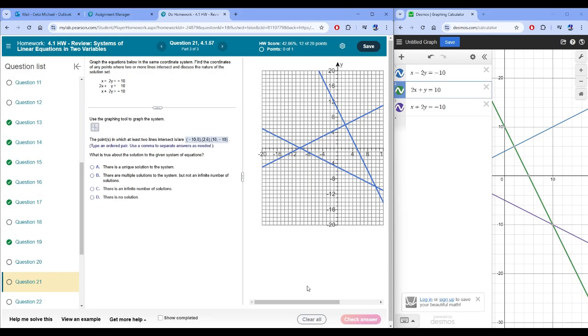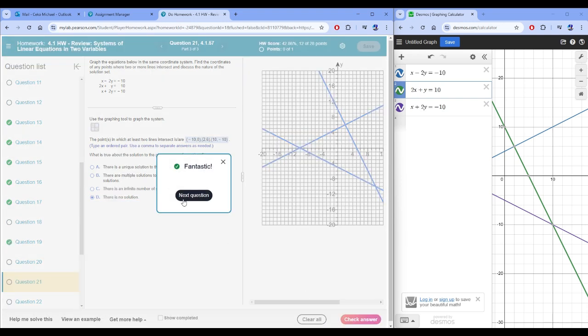Continue. What is true about the solution to the given system of equations? I think there's no solution because there isn't one location where all three lines intersect. Yep. So even though there are multiple intersection points, there's no solution to this one system.